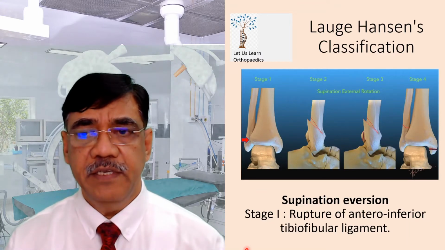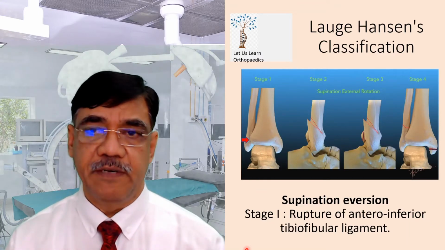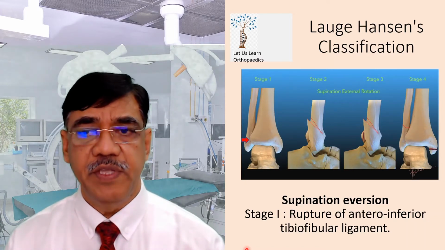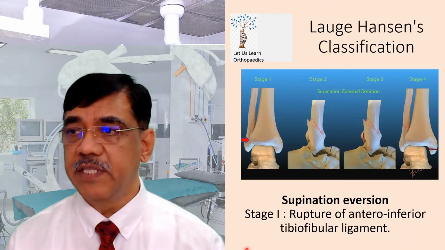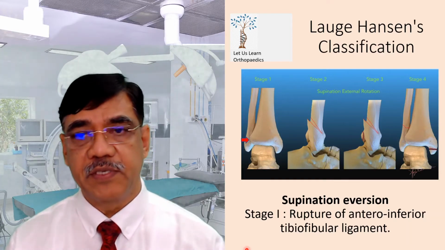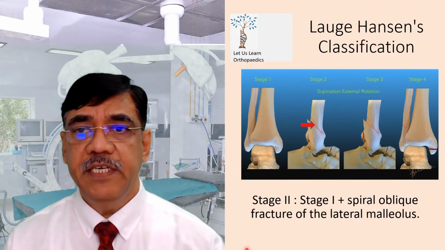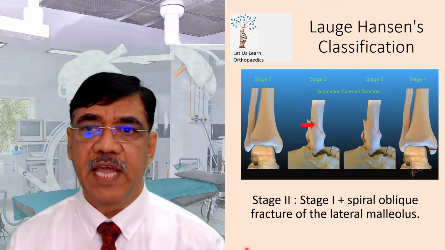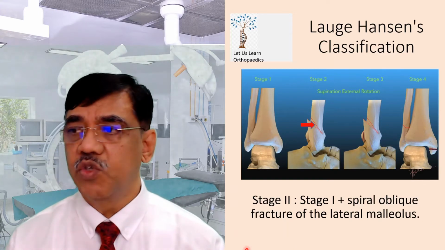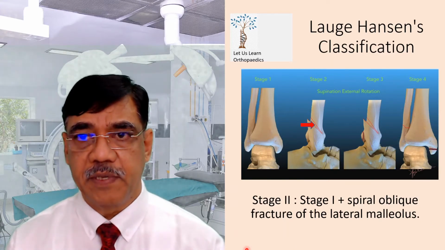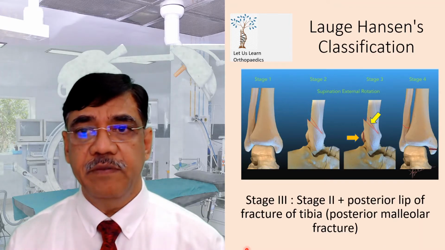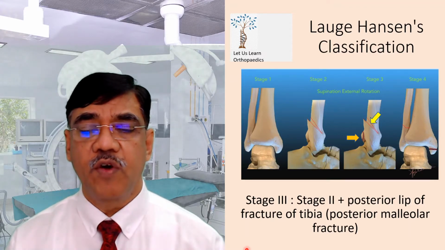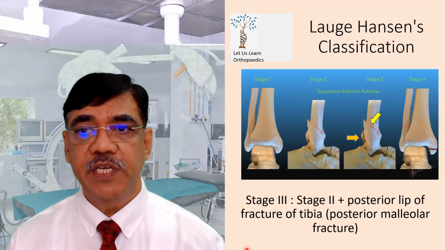The second variety he has described is supination eversion. That is, in stage 1, rupture of anterior inferior tibiofibular ligament occurs, as shown by the red arrow in this particular first picture. Later in stage 2, apart from stage 1, the spiral oblique fracture of the lateral malleolus occurs, again shown by the red arrow in the second stage picture. In stage 3, stage 2 plus, there will be an additional posterior leaf fracture of tibia, what we call a posterior malleolar fracture.